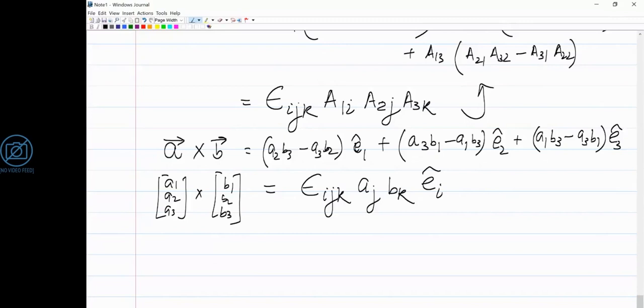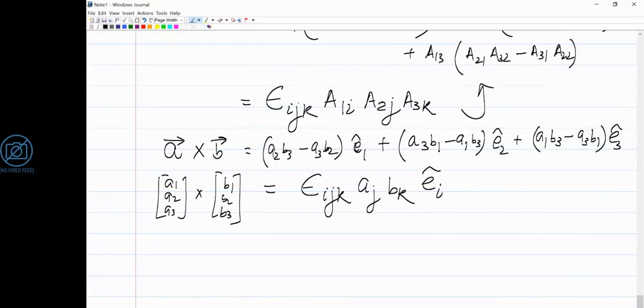Yes, this alternator symbol will always have three indices at most. It cannot have more than three. So, does the alternator symbol always have a maximum of three indices attached to it? Can it have more than three? No, it always has three indices. Okay, and you can prove it also.